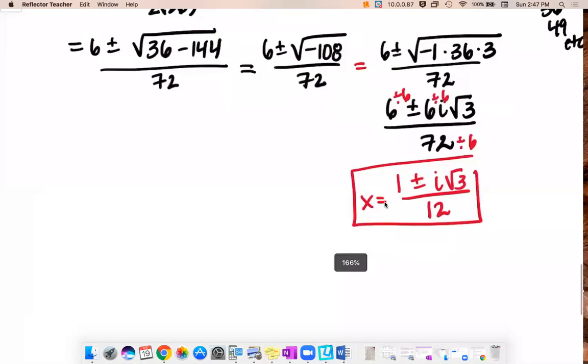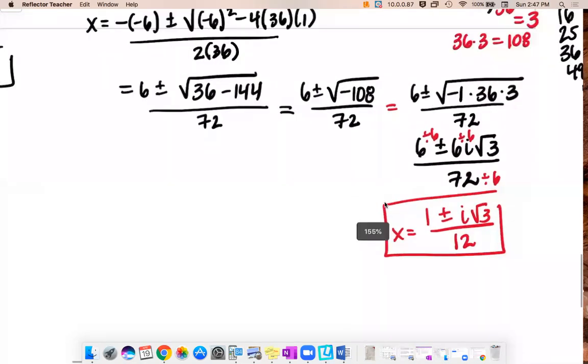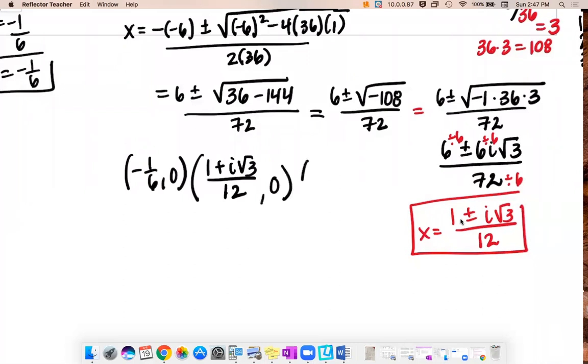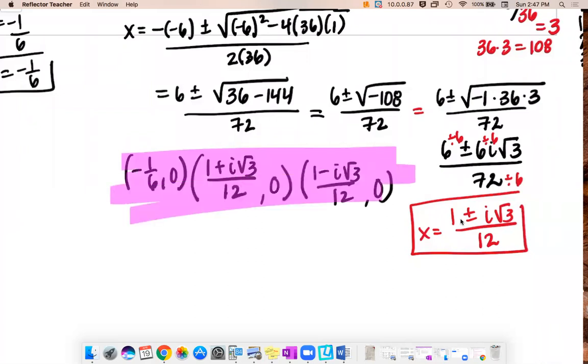Okay, so let's write them as points. So the first one we got was the negative 1/6. So I'm going to have negative 1/6 comma 0, one of my solutions. And then I'm going to have 1 plus i square root of 3 over 12 because of this. And we're not doing plus or minus, one's just plus, comma 0. And then you have 1 minus i square root of 3 over 12, comma 0. And then those are going to be your final solutions for solving this polynomial.